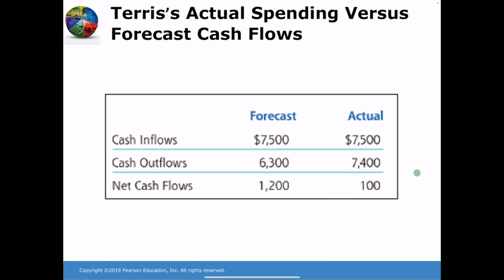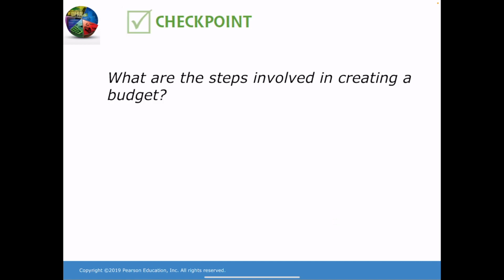Okay, so should he take any action? Obviously, Terrace needs to revisit his budget. His forecasts are not matching up with reality. So what he thought he was going to spend is not matching up with reality. He needs to increase his income or he needs to decrease his outflow. And again, he would go through and try to figure out what he's going to do from here.